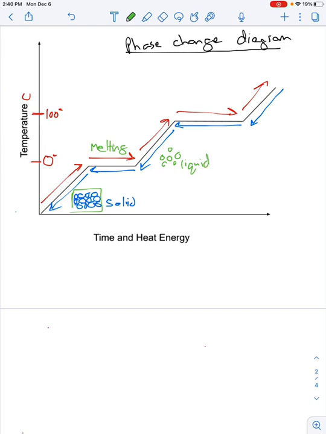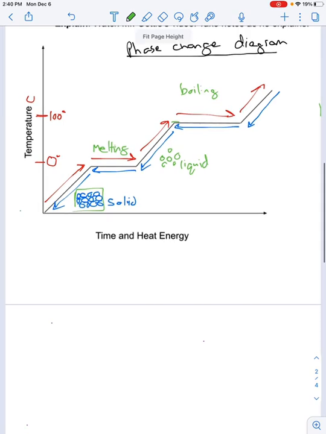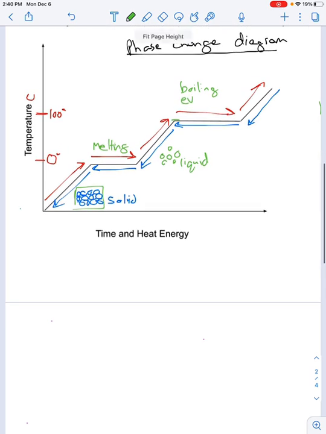All right, and so once they are a liquid, the temperature can start to increase again. It increases, it increases, it increases, and then here it flattens out, and we get something called boiling or evaporating. So boiling or evaporating, and then once all that liquid has boiled, it is all in a different state of matter. It is all a gas.